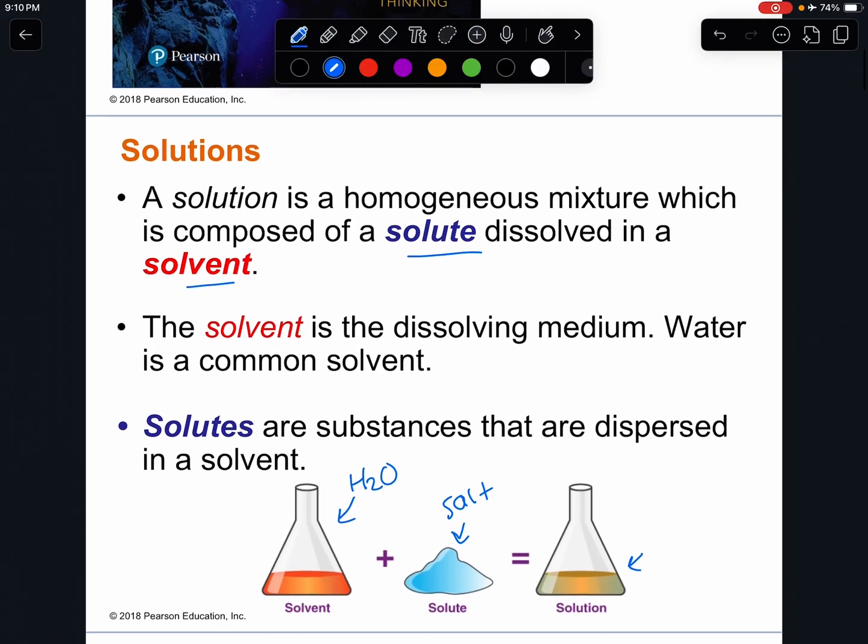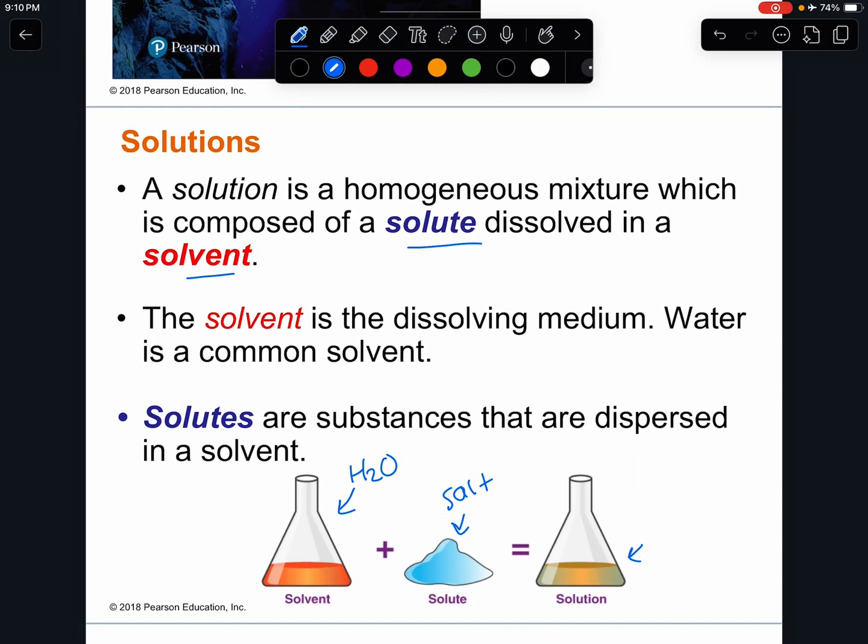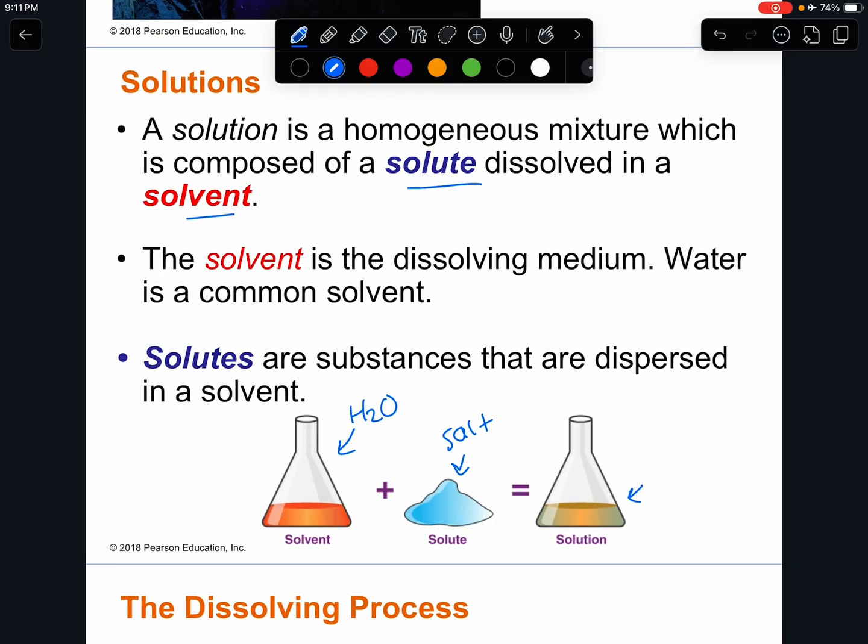Today we're going to look at Chapter 13, Solutions. A solution is a homogeneous mixture which has two components, a solute and a solvent. I want to remind you that a homogeneous mixture means that everything is mixed up evenly and you cannot see little particles inside. It looks all the same throughout.